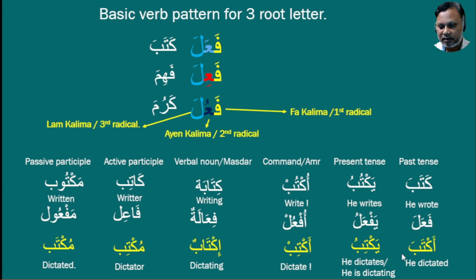Aktaba means he dictated. Yuktibu means he dictates. Aktib means dictate, command, iktab means dictating, muktib means dictator, and muktab means dictated. This is the new verb under this family. This new verb also can be expressed in six ways. Like the basic verb kataba, the new verb also can be used in these six different ways. So each verb under these three families has this type of branches like aktaba.